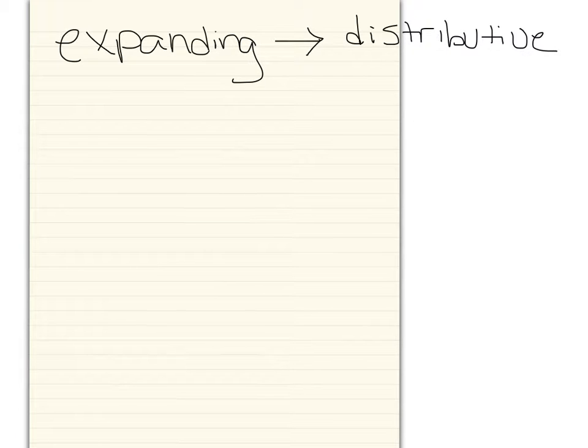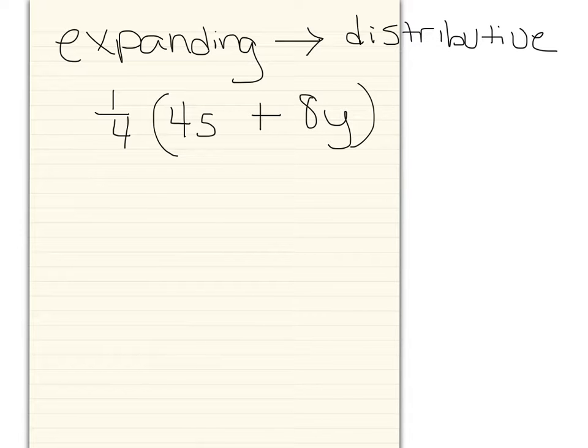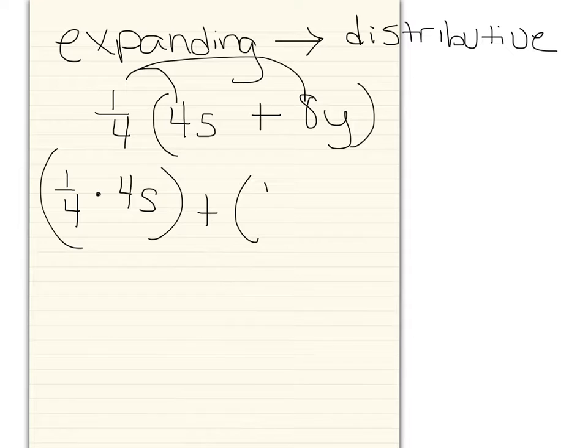You might be given an expression that looks like this: 1/4 times (4s plus 8y). And it might say expand. So what you need to think about is using your distributive property. 1/4 times 4s. The way it works with the distributive property is you multiply it by each individual term. Hopefully this is starting to ring a bell or cause you to think back to Unit 2 if you're in the regular classes, where we did the distributive property.